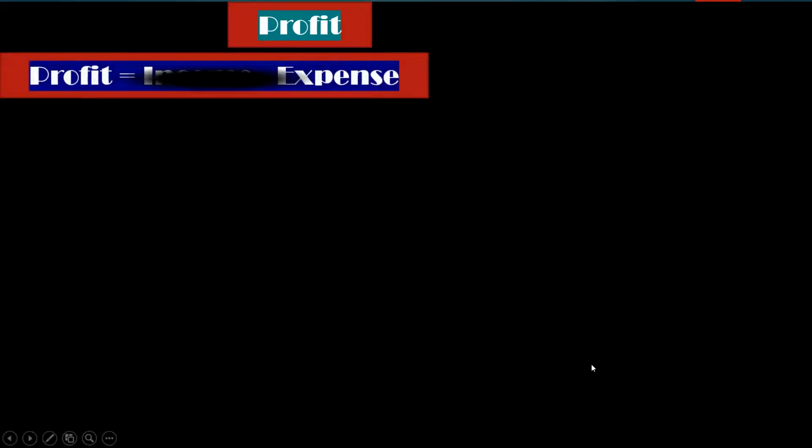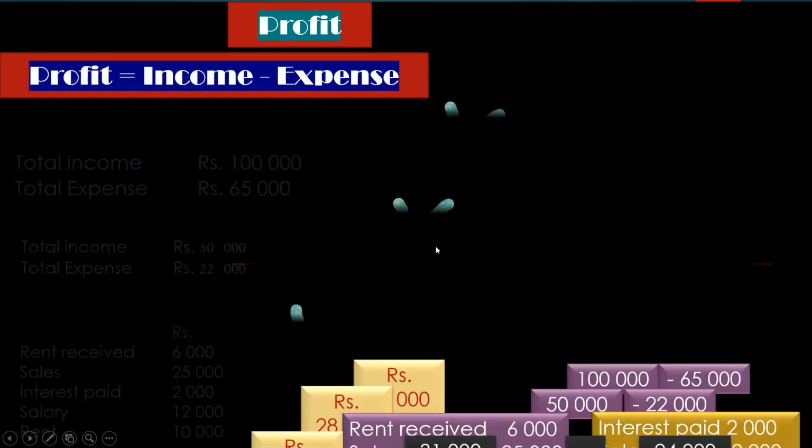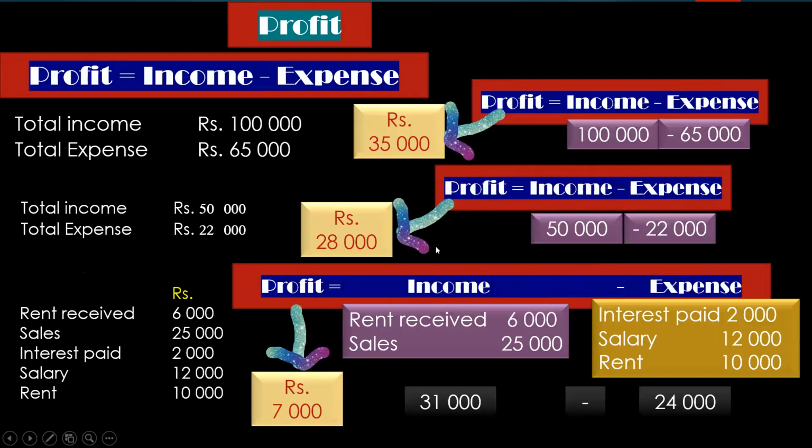The last class we discussed profit. Under profit, we learned profit equals income minus expense. Then we did some questions like these to calculate the profit by including the income and expenses. So today we are moving to the second day of the profit calculation and transaction.